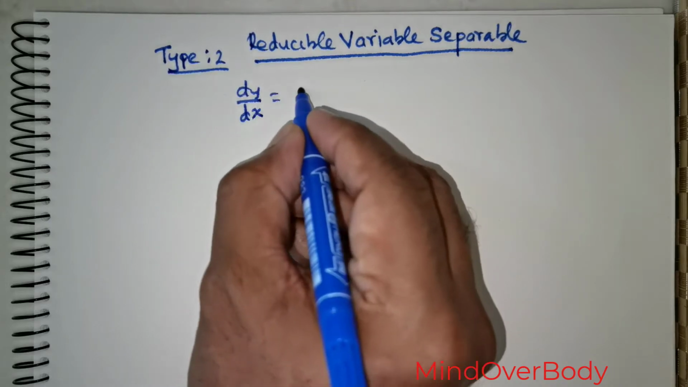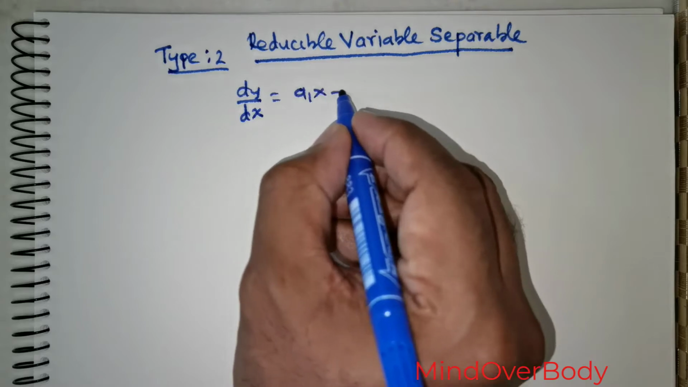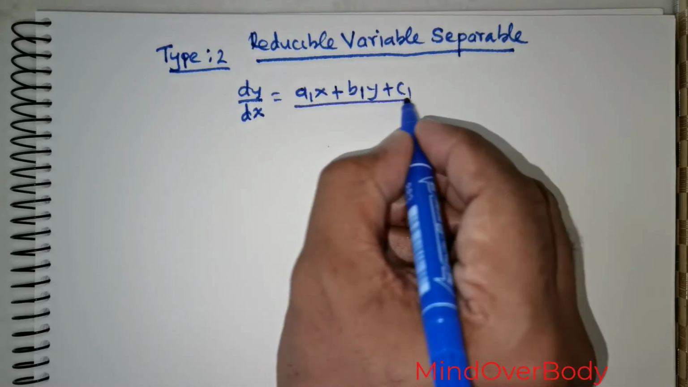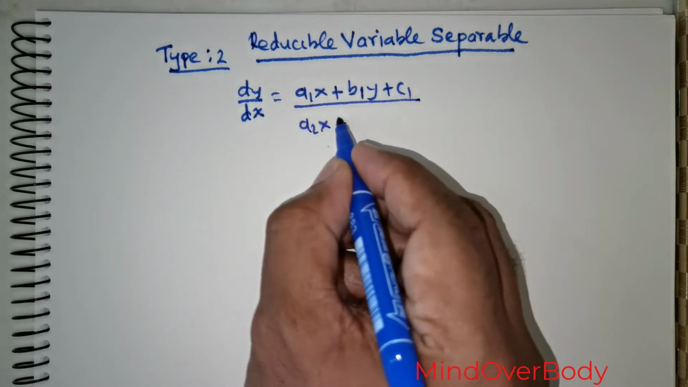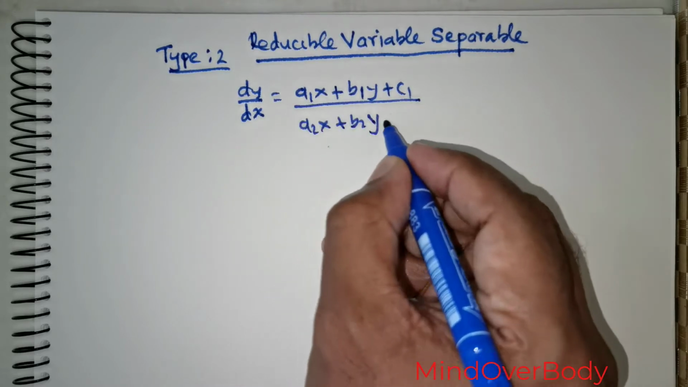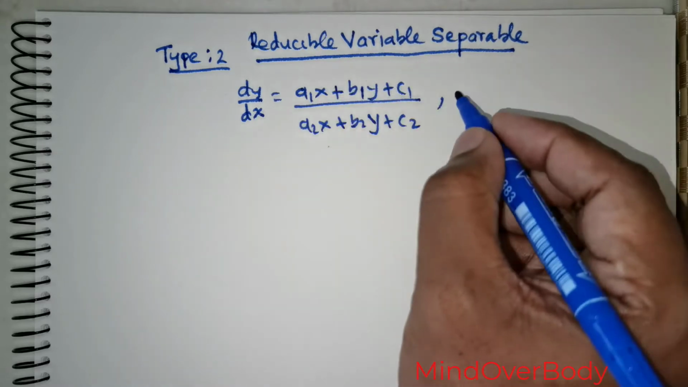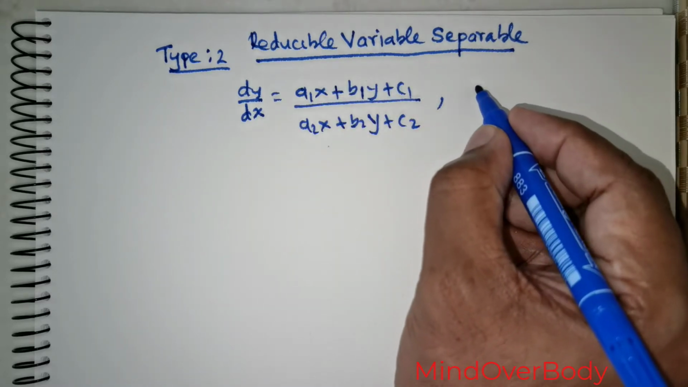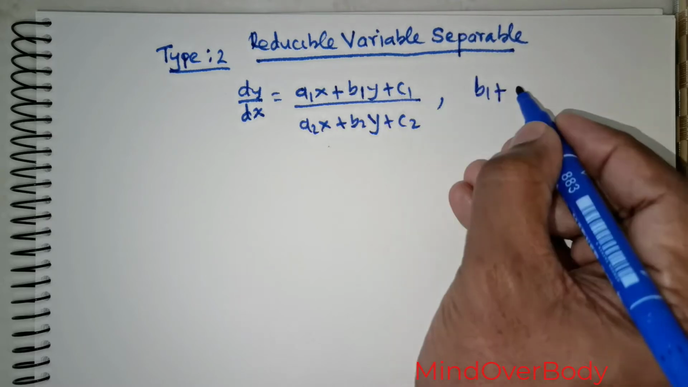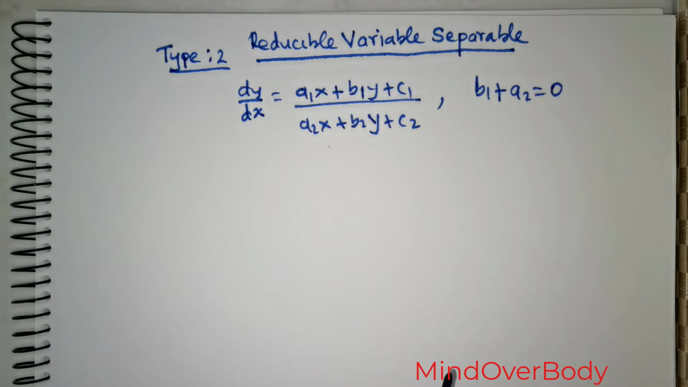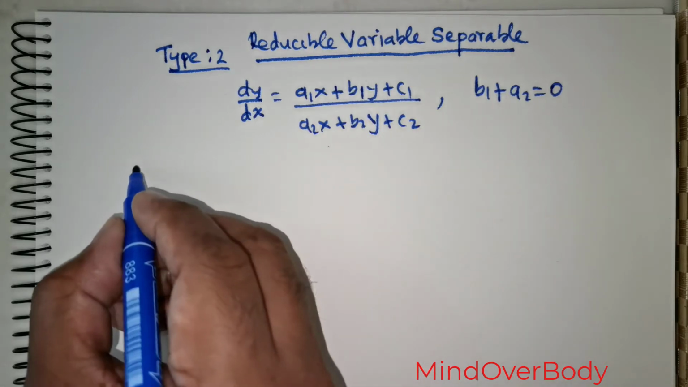dy over dx is equal to (a1 x + b1 y + c1) divided by (a2 x + b2 y + c2), and the required condition for applying this technique is that b1 + a2 should be equal to 0. So have that in mind. Now, having mentioned that, let me start out with an illustration.